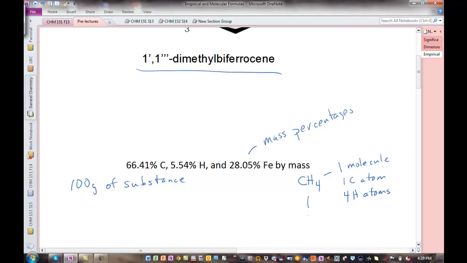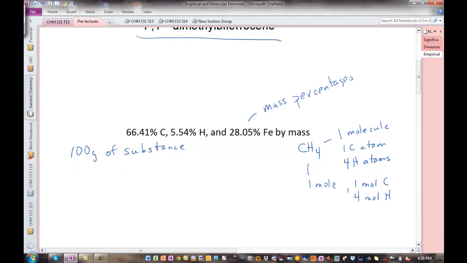Yeah, we can actually say, well, let's say we have 1 mole of methane. In 1 mole of methane, Avogadro's number of molecules, how many moles of carbon will we have? Yeah, we will have 1 mole of carbon in 1 mole of methane, and we will have 4 moles of hydrogen. So there we go. That's the key. If we can get to moles, we can figure out the empirical formula of this compound. Do we know how to go from grams to moles? Yeah, sure we do. What conversion factor do we need? That's right, molar mass.